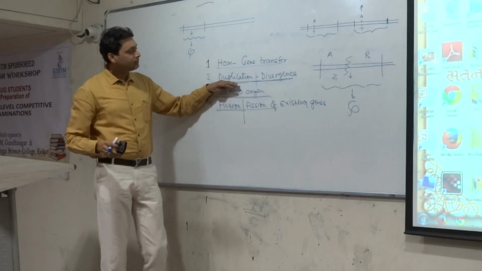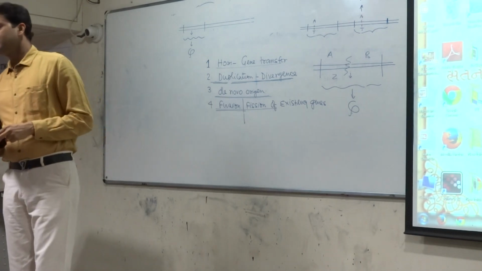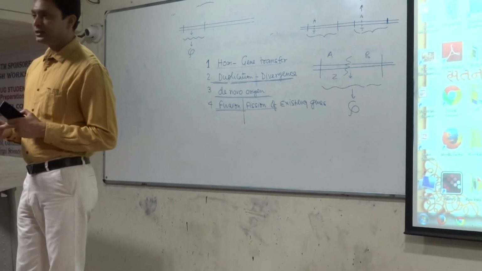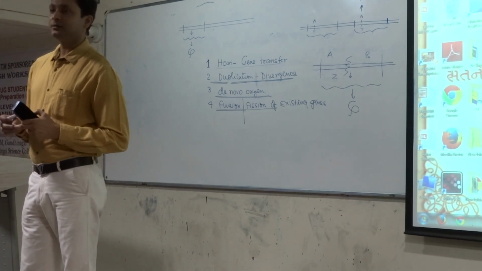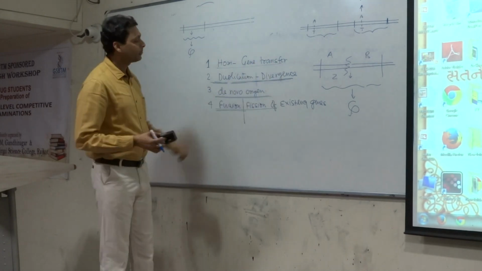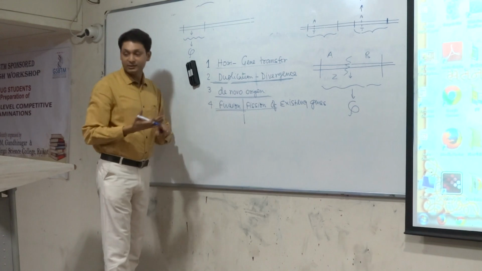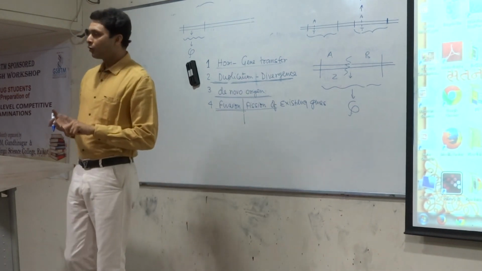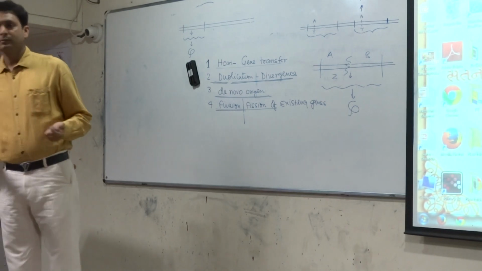Now first take the case of duplication and divergence. Different terms are used: gene family, pseudogene, homologous gene, paralogous gene, orthologous gene. All these terms are related. Now see how duplication and divergence is responsible for the formation of homologous genes, paralogous genes, orthologous genes, and responsible for the formation of the gene family.